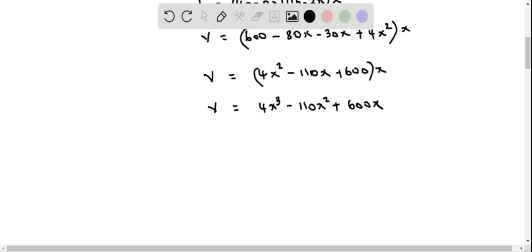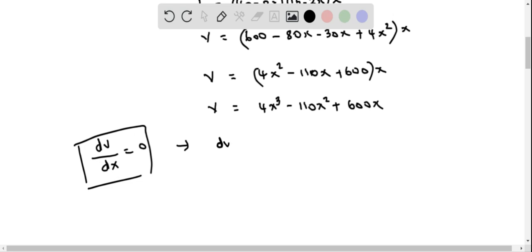So for that we need to find out the critical points of this function. Remember that for critical points, we find the derivative of the volume and set it equal to 0. So let's do that. Let's find the derivative of this volume function. I'm going to differentiate both sides with respect to x. So when I do that, I get dV by dx equals derivative of 4x cubed is 12x squared, and derivative of negative 110x squared is 220x, and derivative of 600x is 600. Remember that you have to use the power rule of differentiation to differentiate this volume function.